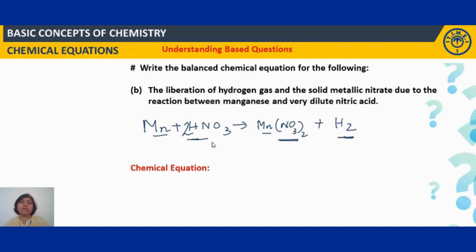Now let's work on the oxygen. How many are there in the left hand side? 3 2s are 6. Right hand side 3 2s are 6. So the chemical equation is balanced. Let's see the solution and then we will see the next question. Solution is Mn plus 2HNO3 gives rise to Mn(NO3)2 plus hydrogen.